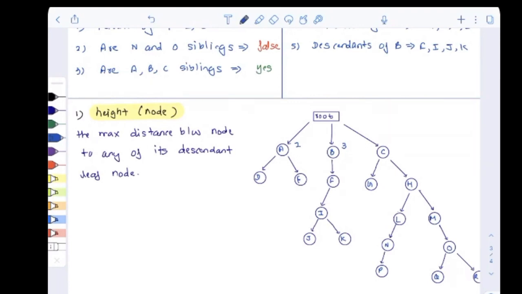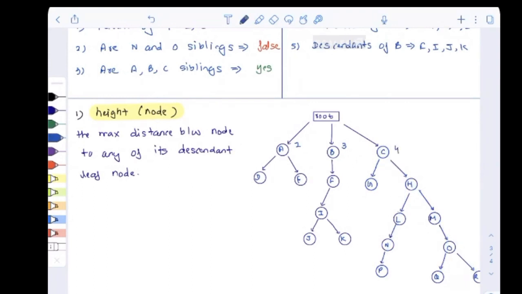What is the height of C? So if I talk about C, the descendant leaves are G, to which the distance is just 1. Next descendant leaf is P, with which the distance is 4. Next one is this one, the distance is 4. Next one is this one, the distance is 4. So the maximum distance between C to any of its descendant leaf is 4. Of course, we'll go with the 4. So that is why the height of C is going to be 4.